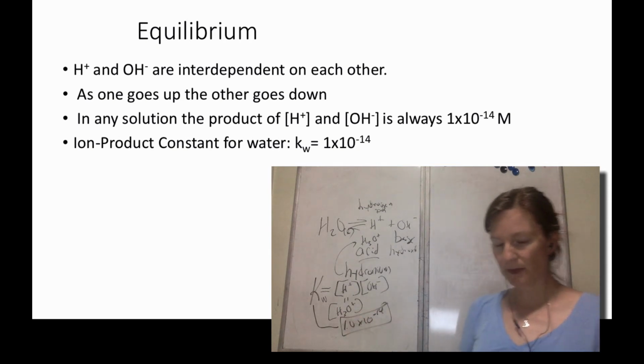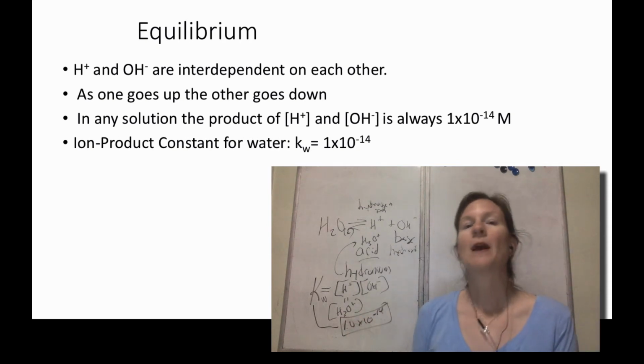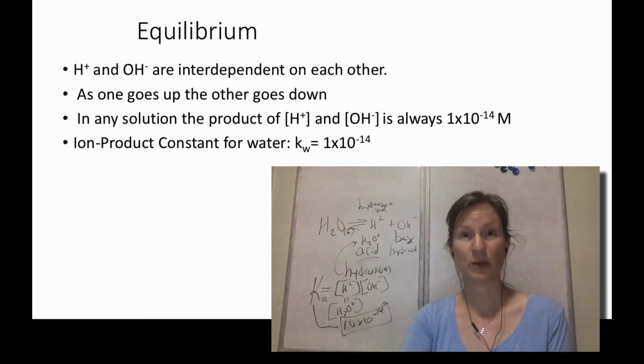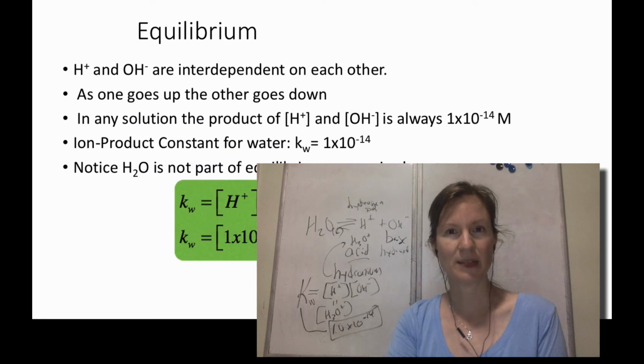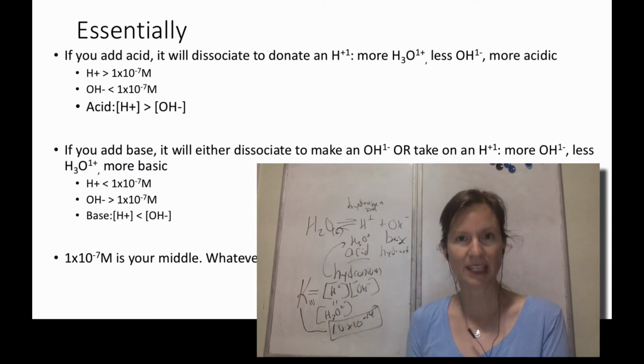So sometimes you're doing problems and you'll be like, I don't have enough information. But you do, because K is a constant and the number is always 1 times 10 to the negative 14. So when it comes to thinking about this in relation to equilibrium, here's what you get.